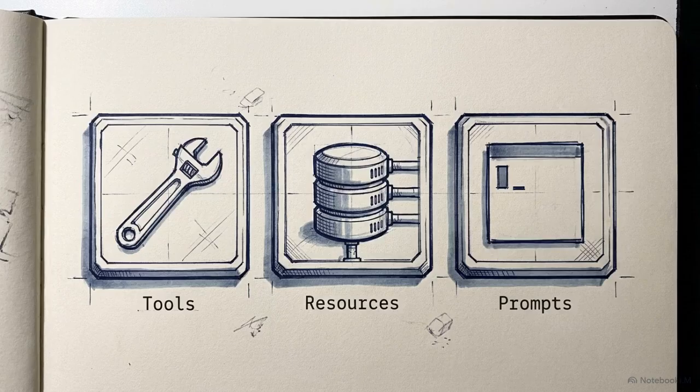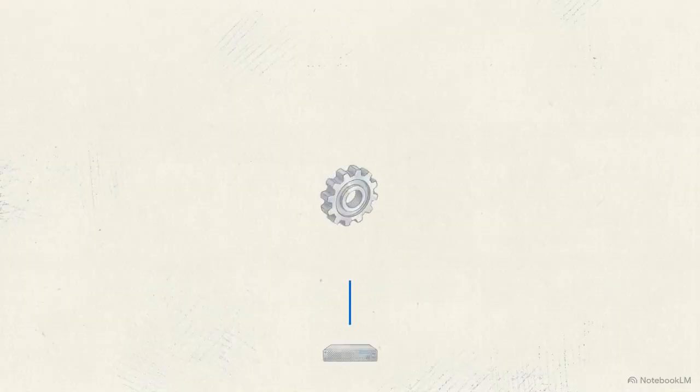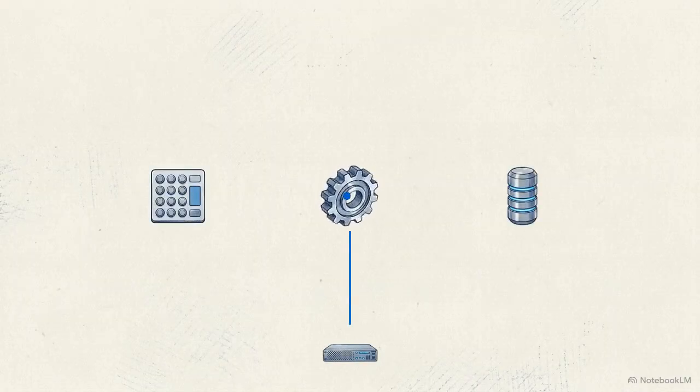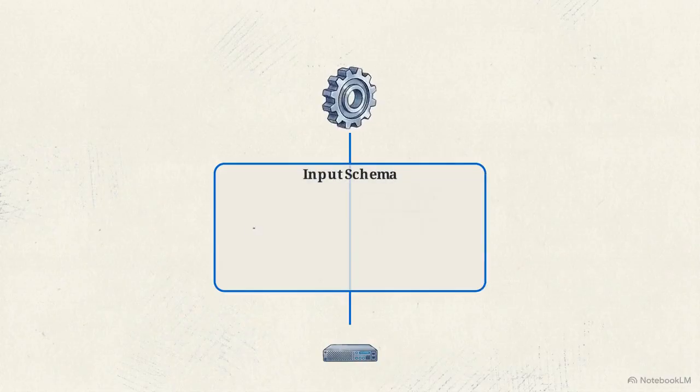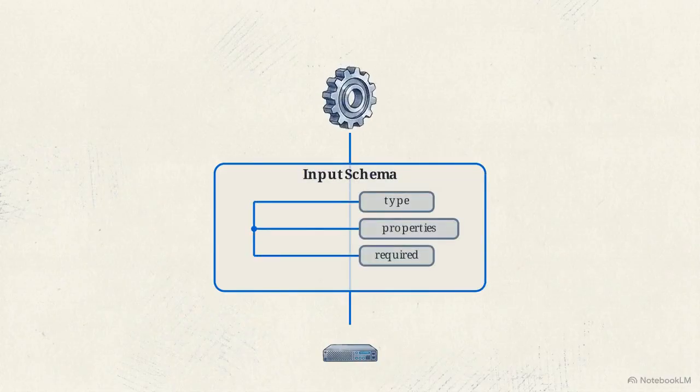A server exposes its capabilities through 3 distinct primitives: tools, resources, and prompts. Tools are active capabilities. They allow the AI to trigger side effects, such as running a calculation or executing a database query. Every tool includes a JSON schema. This schema provides the mathematical definition of the input parameters.